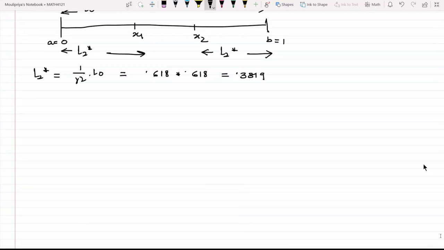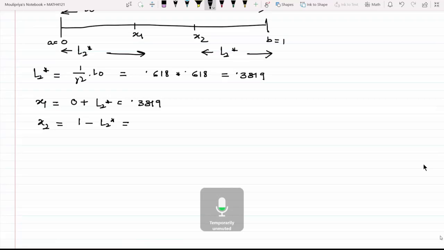So what about x1? What is x1? 0 plus L2 star, so it's 0.3819. And what is x2? It is 1 minus L2 star. So what does 1 minus 0.3819 come to? 0.6.